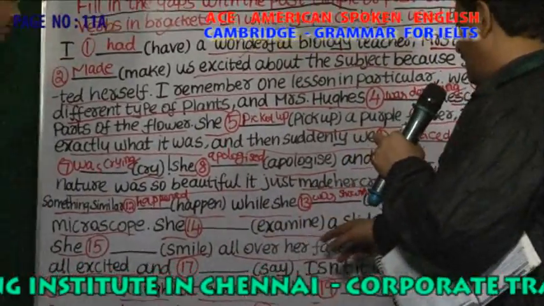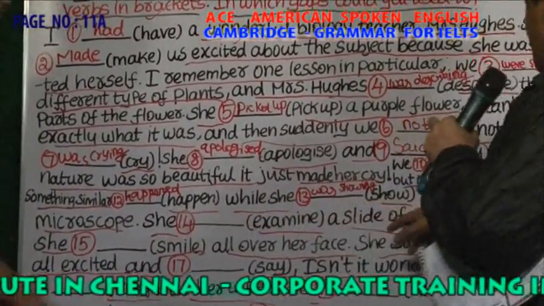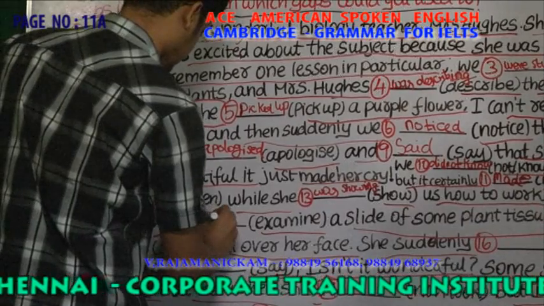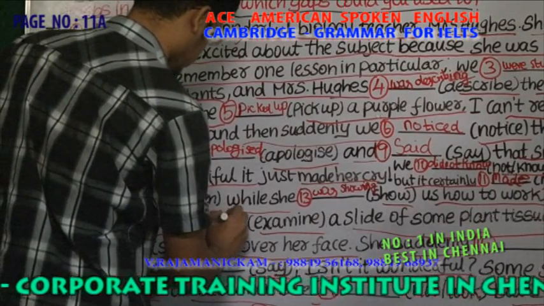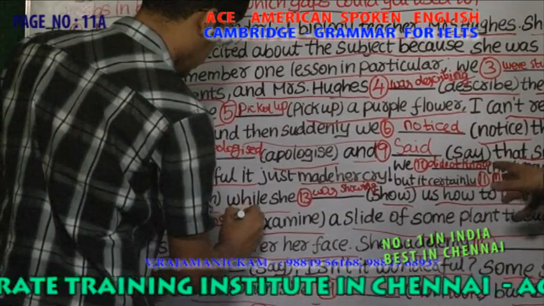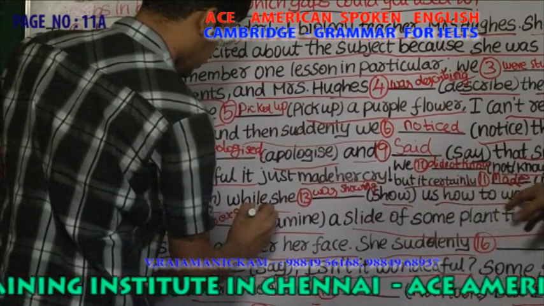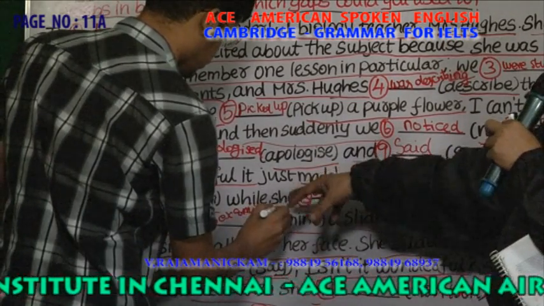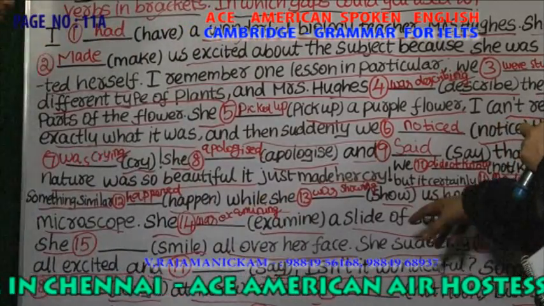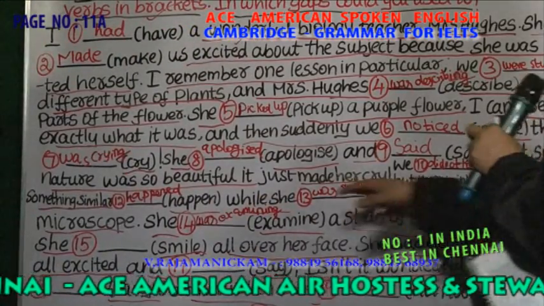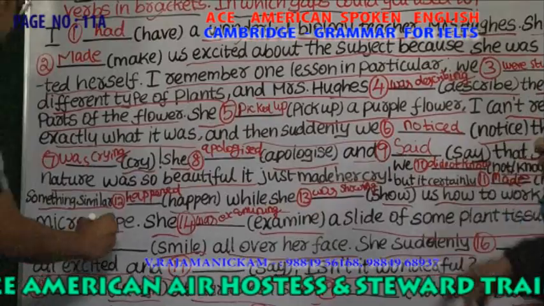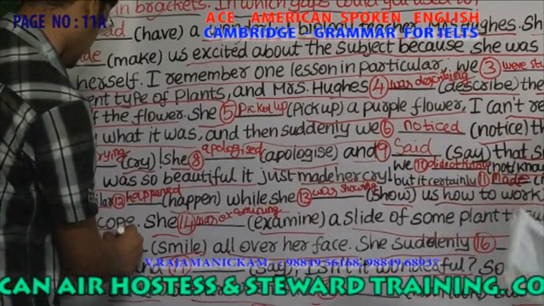She was examining a slide of. Was examining. So all these are background. While she was showing us how to work the microscope, she was examining a slide of some plant tissue and she was smiling all over her face. This is all background.